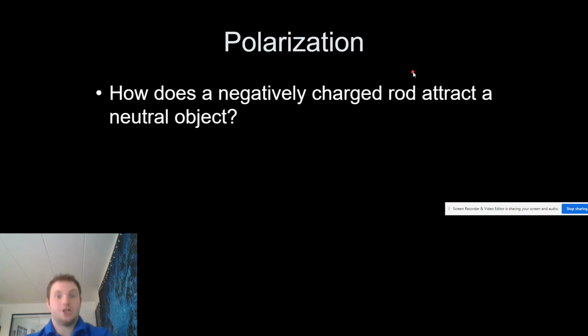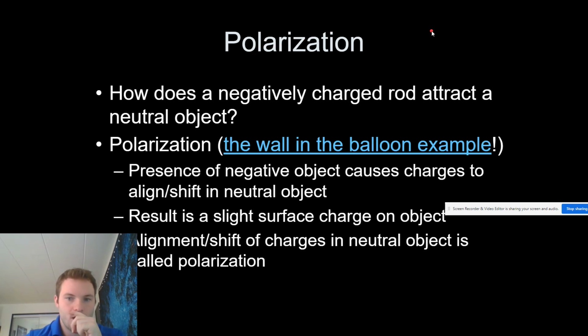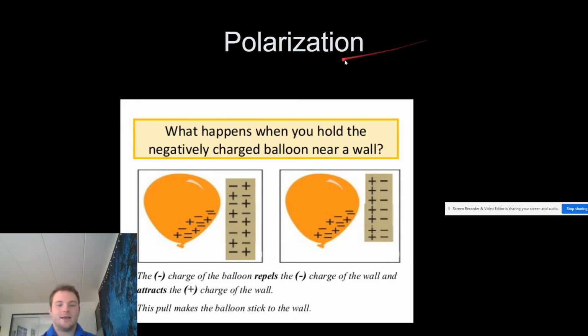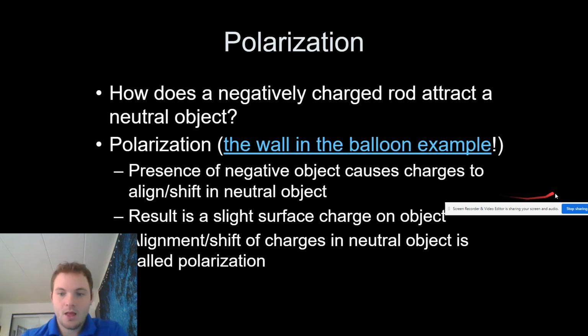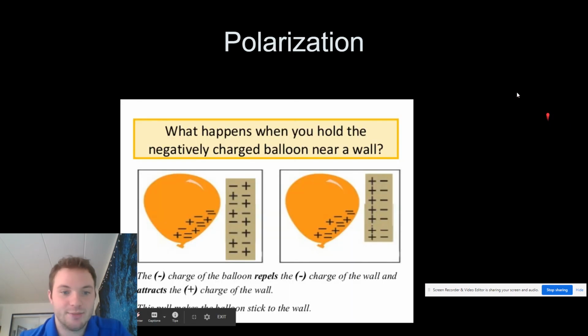So polarization. How does a negatively charged rod attract a neutral object? Originally I told you a charged object attracts a neutral object. And I told you that's pretty weird, but it has to do with polarization. That's what we're going to talk about now. So you bring a negatively charged object close to a neutral object. Okay, I'm going to use this picture to explain.